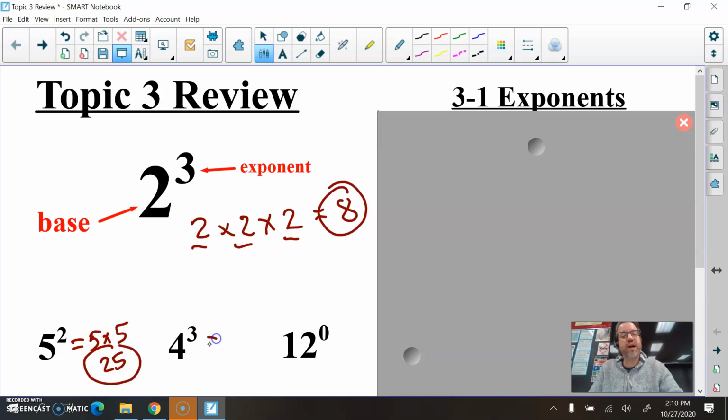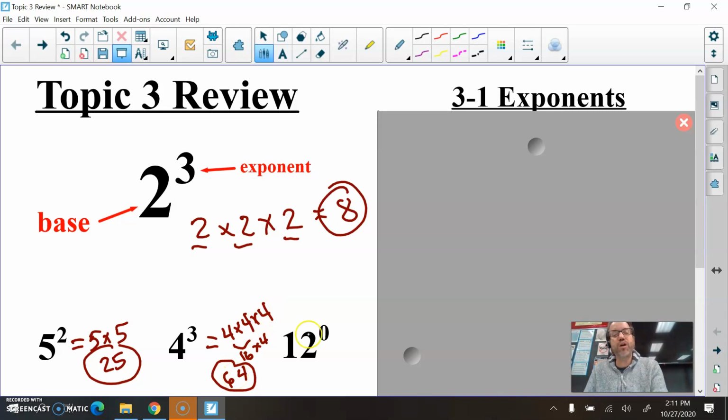4 to the third power means 4 times 4 times 4. 4 times 4 is 16. 16 times 4 is 64. So 4 to the third, no, it's not 4 times 3, it's not 12. It actually equals 64. We're working with 4, that's our base, and we have 3 of them. It appears as a factor 3 times. 4 times 4 times 4 is 64.